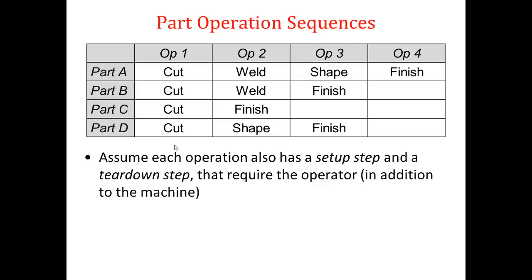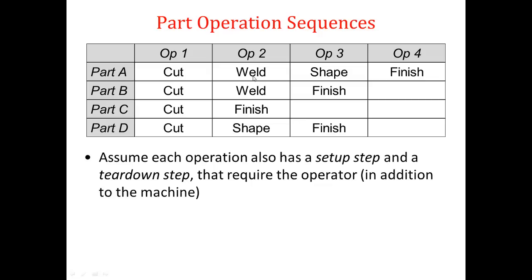require the operator. So for example, when part type A arrives at the welding station, the operator performs a setup, then the operator leaves, and the part is processed by the automated component. Once the automated component finishes, the operator is required to come back and perform a teardown. So that same setup and teardown happens at each one of the operations.